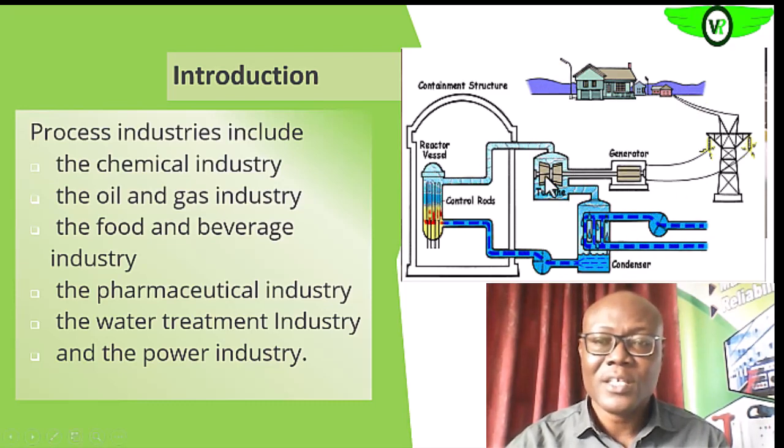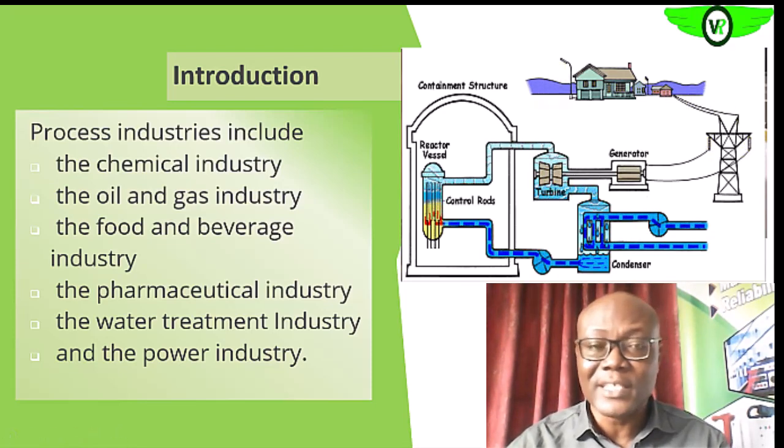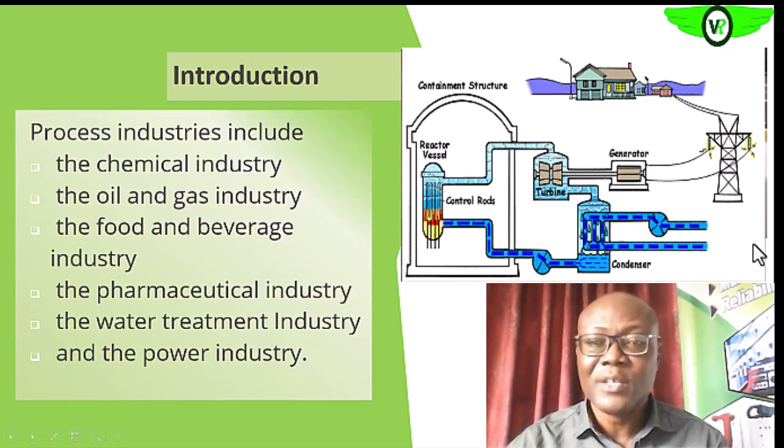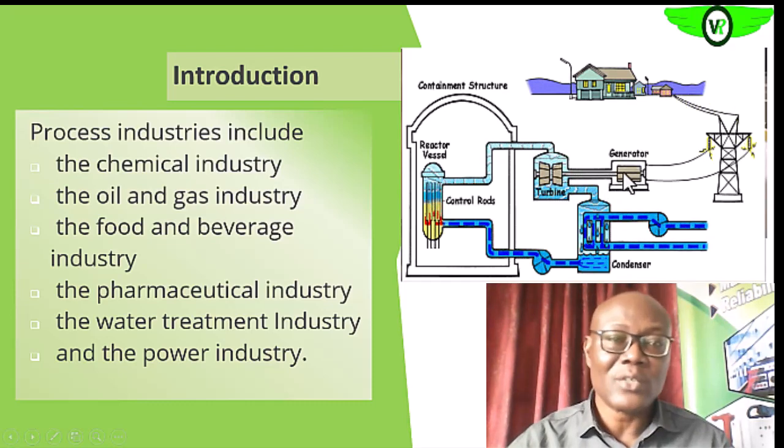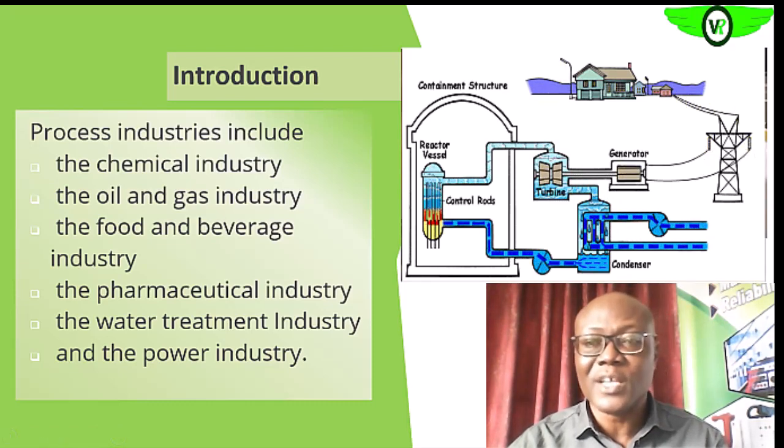Okay, as you can see here, at the turbine the high kinetic energy in the steam molecules is converted into rotating mechanical energy. That rotating mechanical energy is transmitted along this shaft that is coupled to an alternator or a generator, which converts it into electrical energy that is further distributed.